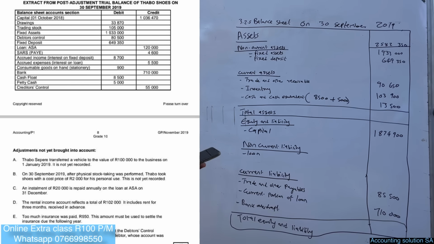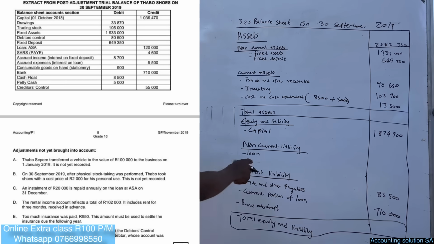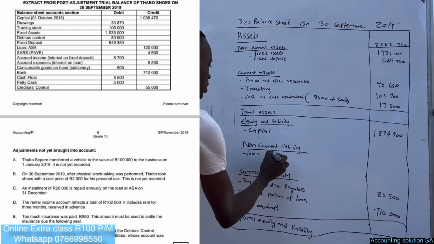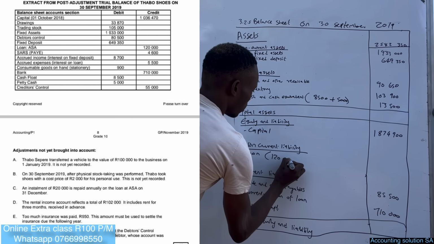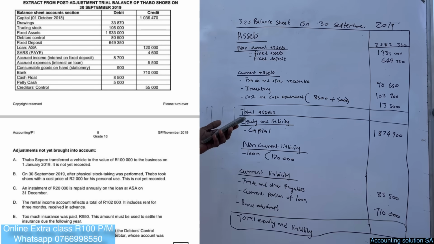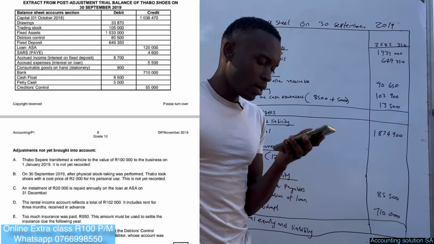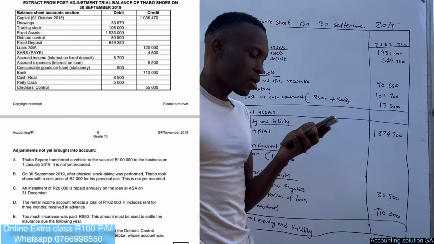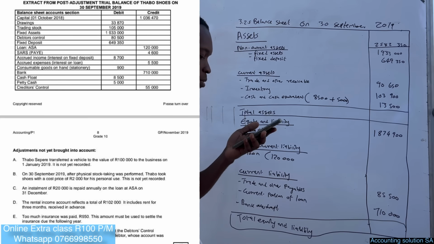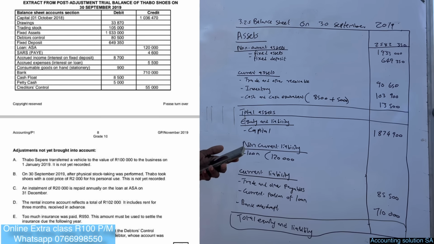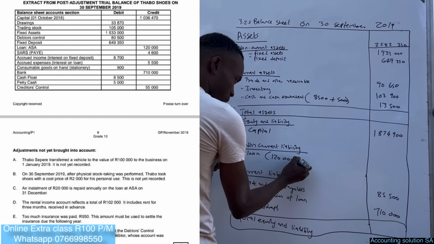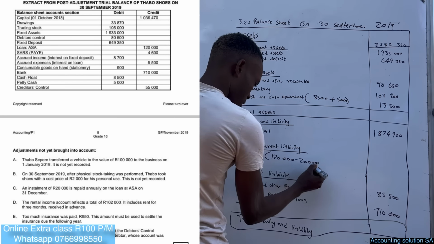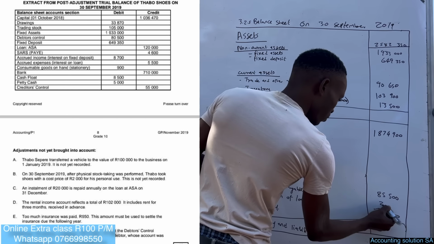Okay, and the other one, we have a loan and current portion of a loan. Okay, let's take a loan amount. A loan amount, it was 120,000, and they give us information number C. An installment of 200,000 is repaid annually on the loan at ASA on 31 December. So this loan is going to be paid within 12 months, which means that it's no longer belong here. Minus 20,000 is going to be current portion of loan of 20,000.